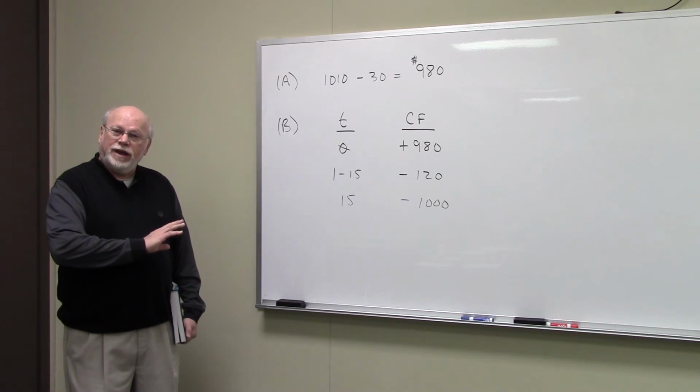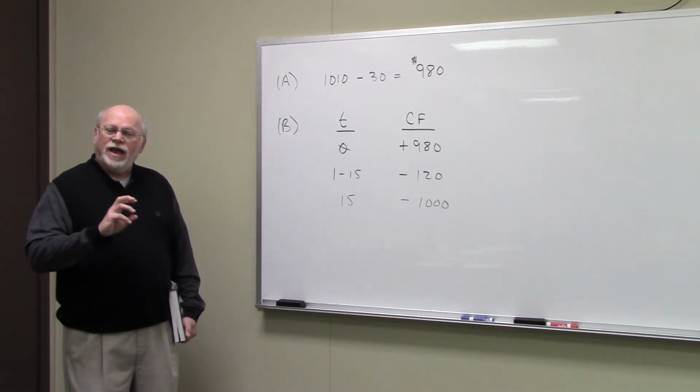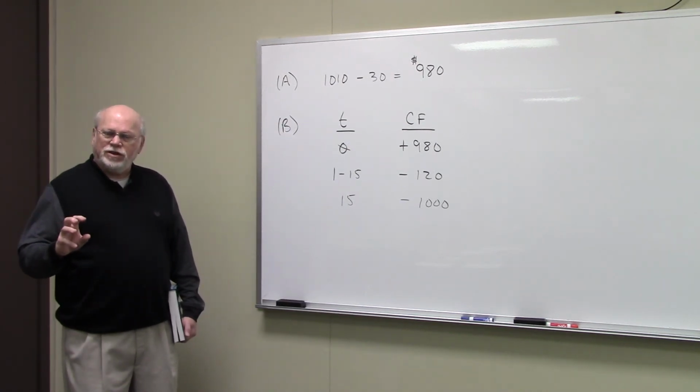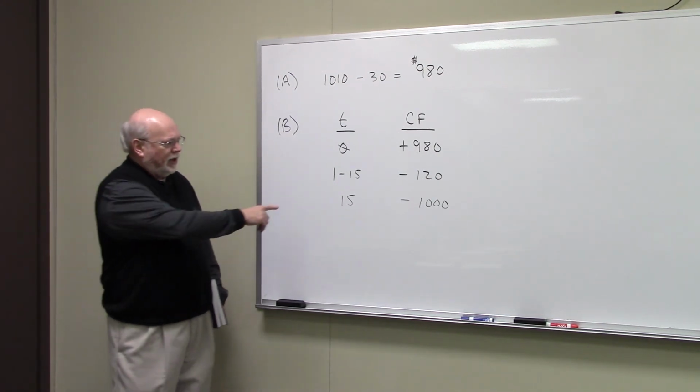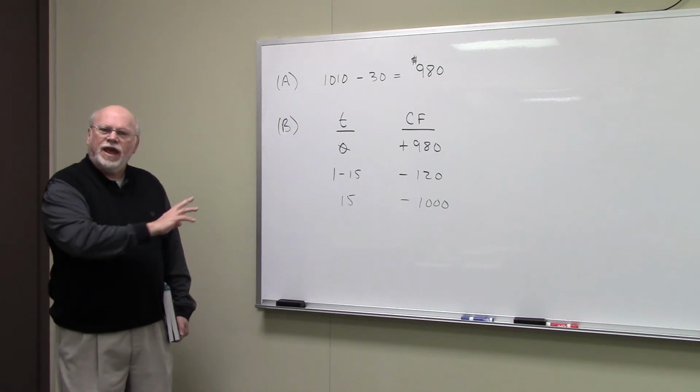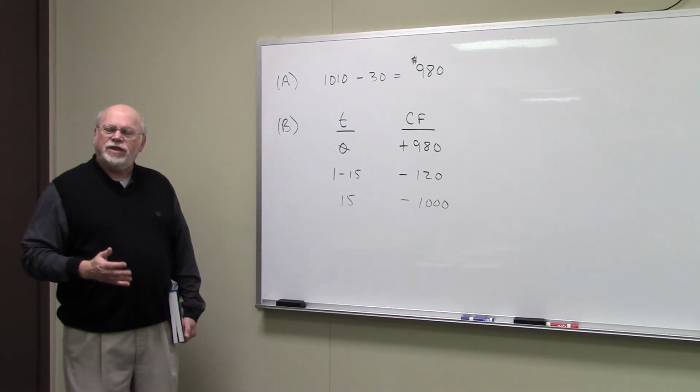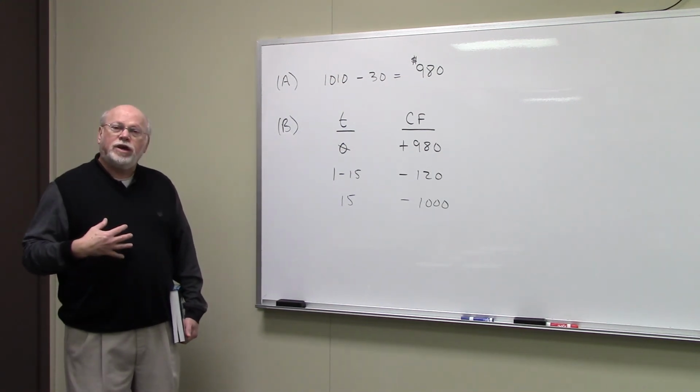So today they get $980. To get that much money, they're going to have to pay $120 at the end of every year for 15 years. And then also at the end of 15 years, they're going to have to pay the face value of the bond, $1,000. And that shows you the cash flows that will accrue to the company, both the inflows and the outflows.